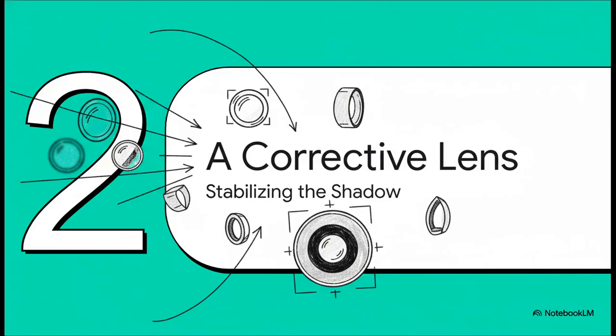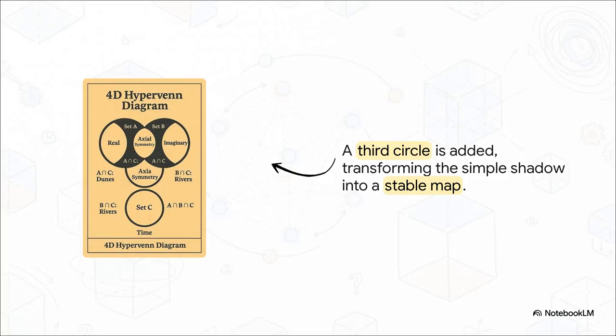Okay, but there's a problem. That 2-circle shadow, it's a little unstable, a little blurry. To get a clearer picture, we need to upgrade the diagram. We have to add a kind of corrective element, almost like you'd add a new lens to a camera to bring everything into focus. And the solution is actually pretty clever. We just add a 3rd circle. But this one simple addition fundamentally changes the entire structure. It's not just a blurry projection anymore. It becomes a stabilized, reliable map.